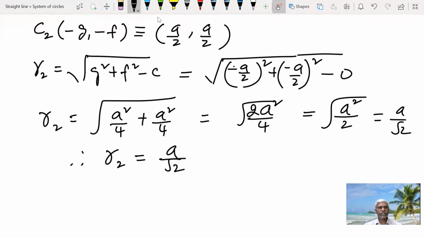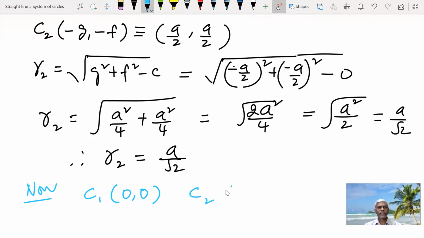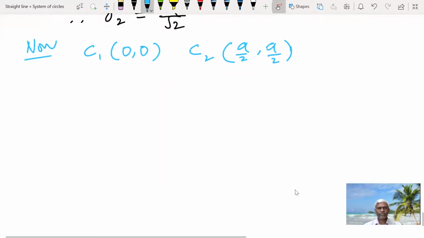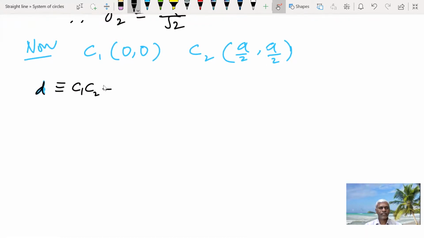Next, distance between the two centers. First center is 0, 0, and second center is a by 2, a by 2. Distance between them, that is d, C1 C2.